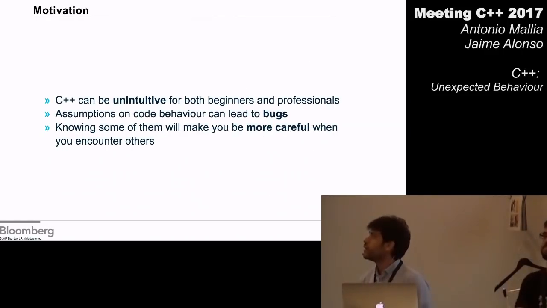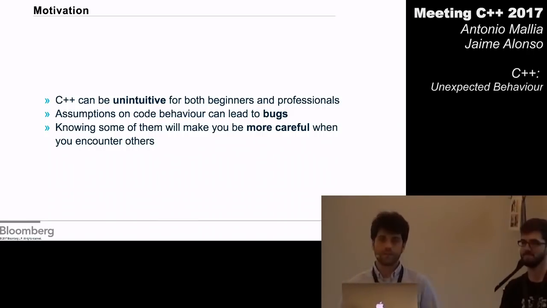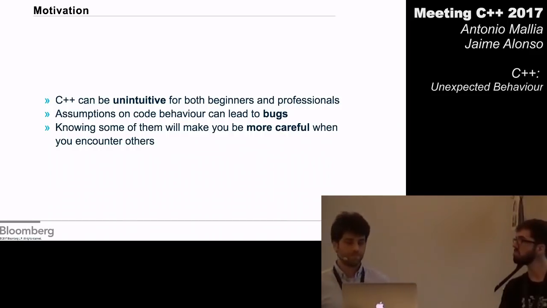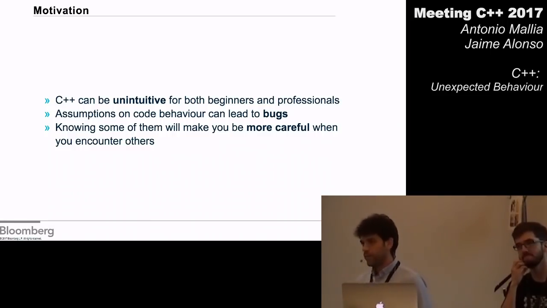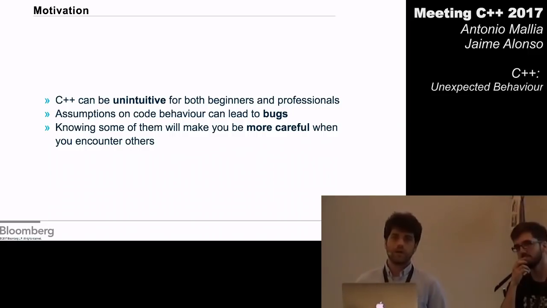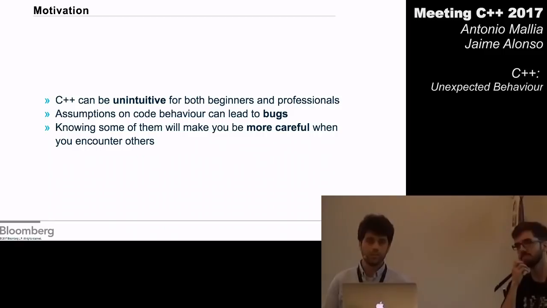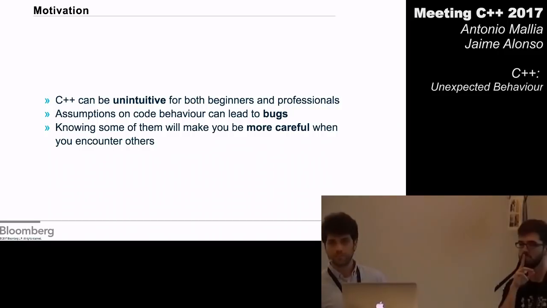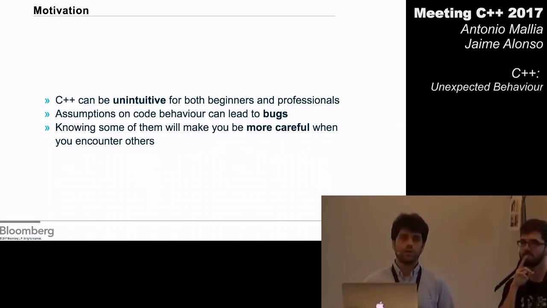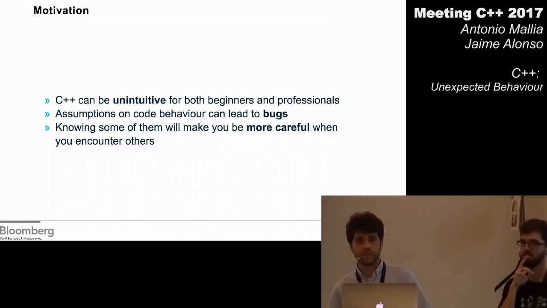So why are we here today? The motivation for this talk comes from the fact that C++ is a bit obscure to both beginners and professionals. Most of the time we make assumptions about code behavior, and these assumptions sometimes translate to bugs in our codebase. So we are going to present today some examples of typical and maybe even famous snippets of code that don't behave as most programmers would think they do. This is so that we can be more careful in situations where we have to slow down, take it easy, and analyze what is actually happening.